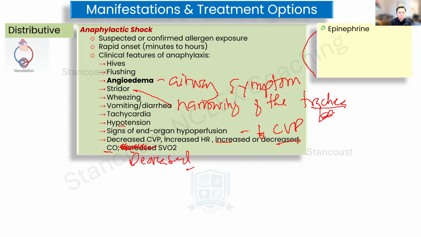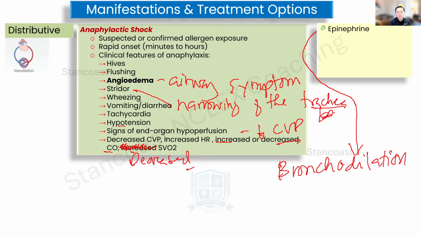So, what are the effects of the epinephrine? Remember, it can lead to what? Bronchodilation. That is why it is effective in treating anaphylaxis. And it can also improve the blood pressure because of the vasoconstriction, right? So the patient has low blood pressure. When we give them the epinephrine, it can cause the vasoconstriction. So it will stabilize their blood pressure.